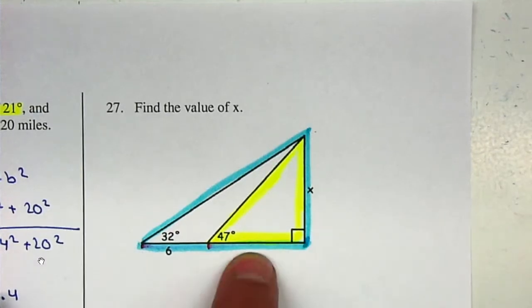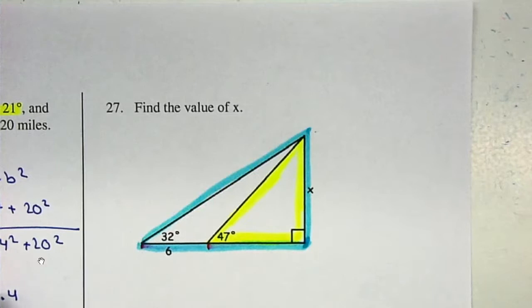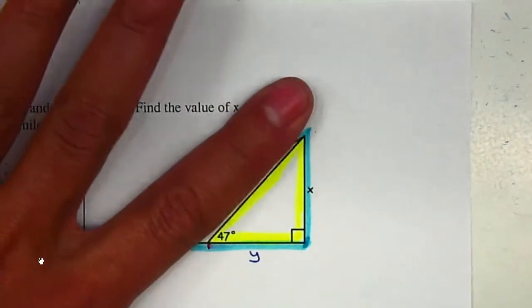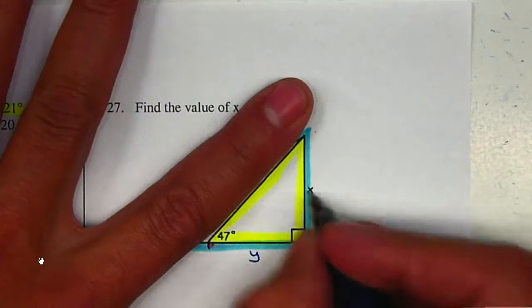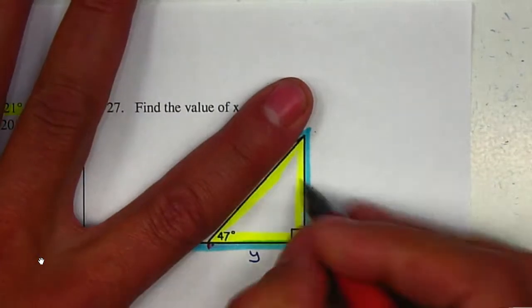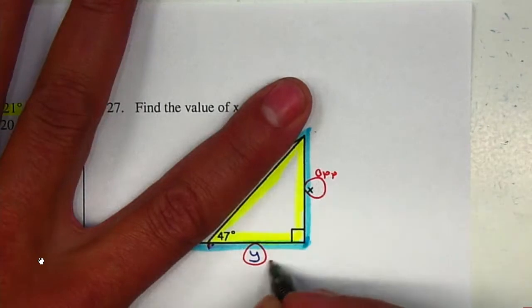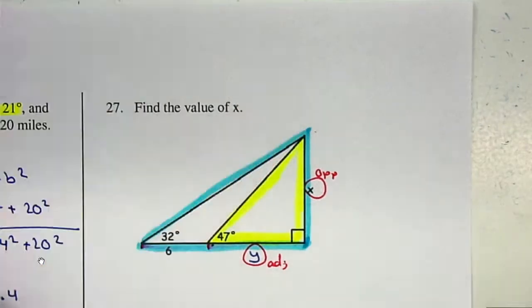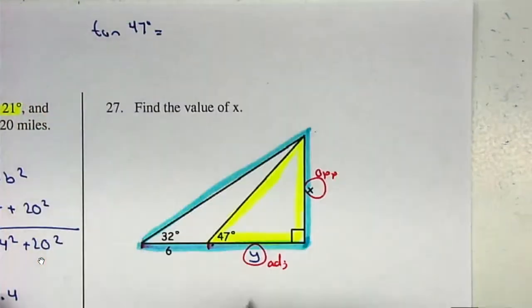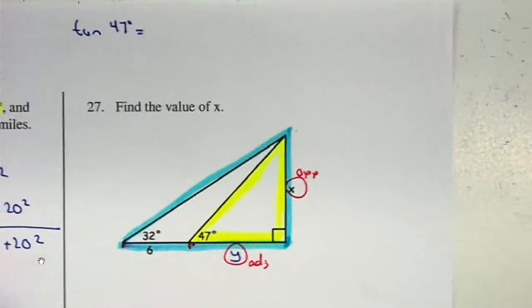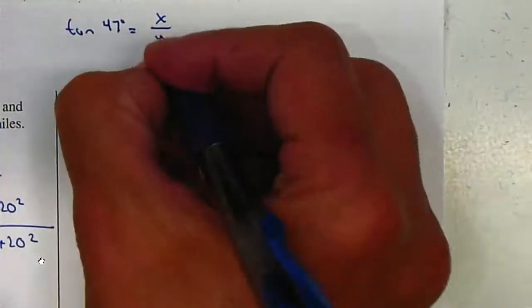We need to be able to use this segment as well, so we're going to call that y. So let's set up the equation for the first one. We are going to be standing here, using your x and your y. So this is your opposite and this is your adjacent. Therefore I need to use the tangent. So the tangent of 47 degrees is equal to your opposite x over your adjacent, which is y.